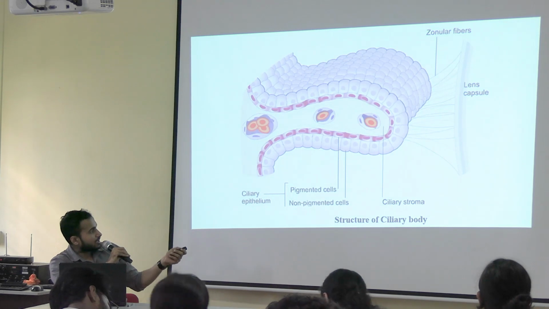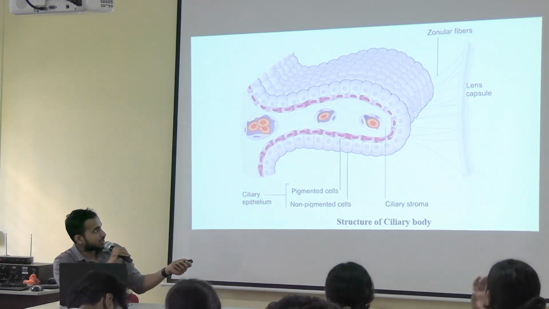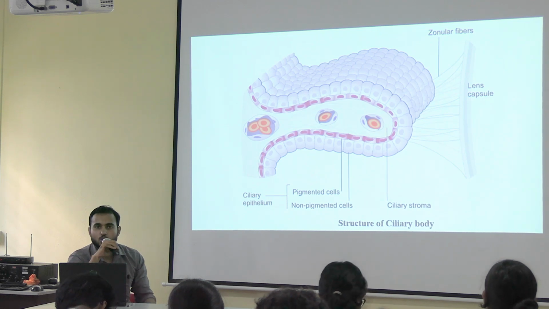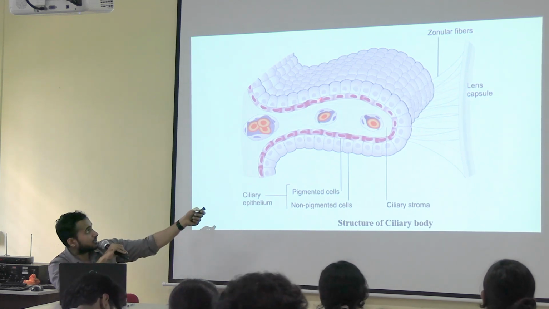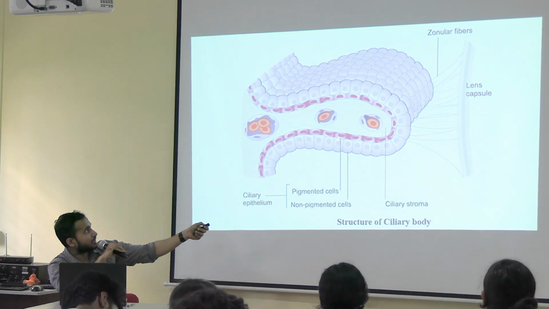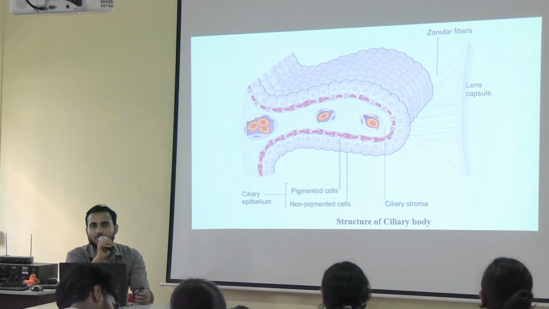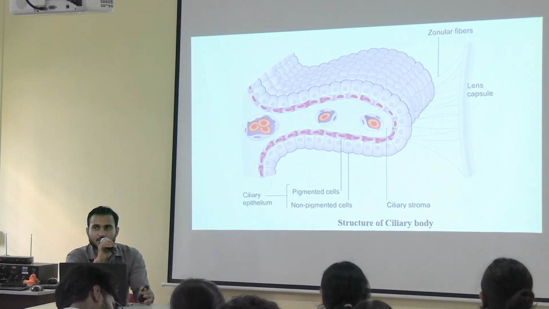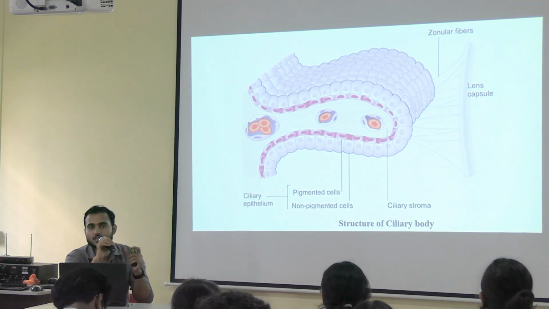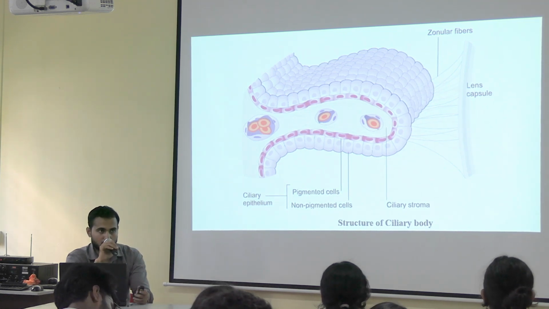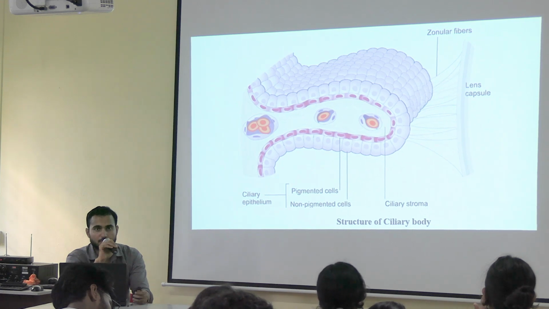Next, here you can see the diagram. Now this is the diagram showing the structure of the ciliary body. So what is there in the ciliary body? As I said, two layers of epithelium. As you can see, two layers of epithelium, and then this is the stroma. Now in the stroma, mainly blood vessels are there, collagen fibers are there, and along with that, what is present in the stroma? Ciliary muscle. Ciliary muscles are also present.